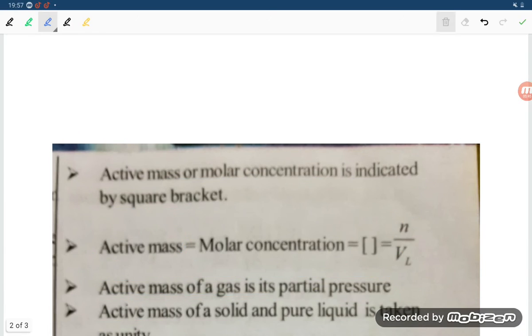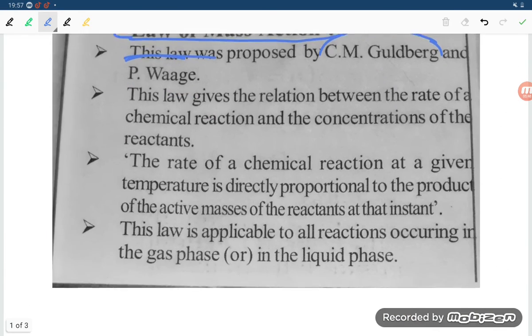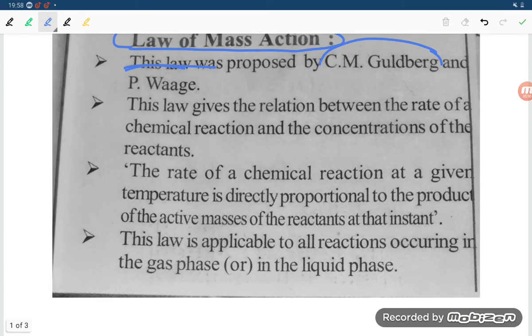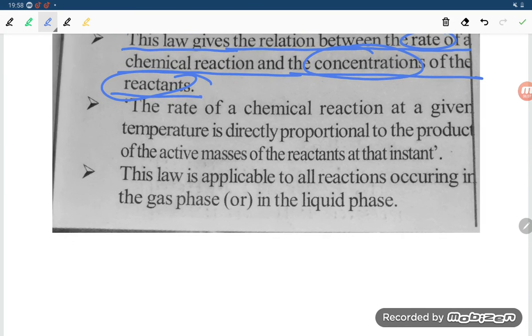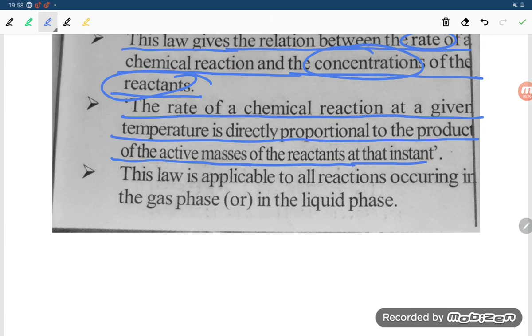Once more I am trying to explain the law of mass action. You try to understand. This law gives the relation between the rate of a chemical reaction and the concentration of the reactant. Another point: the rate of chemical reaction at a given temperature is directly proportional to the product of the active masses of the reactant at that instant. So this is all about the law of mass action.